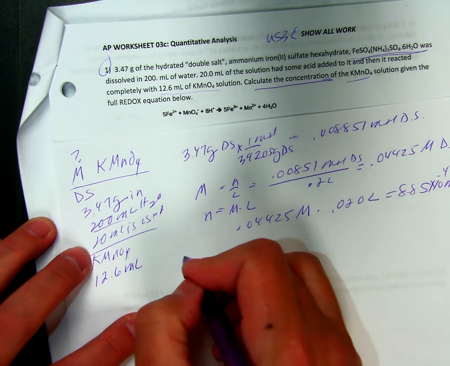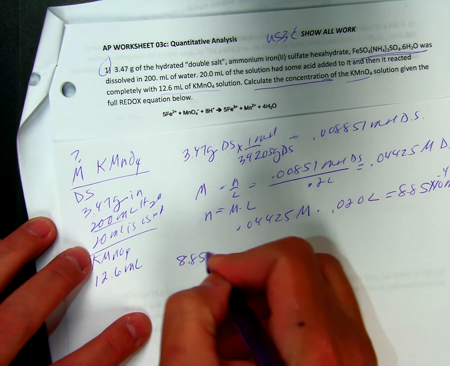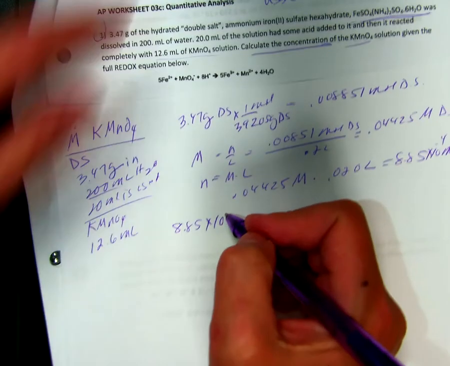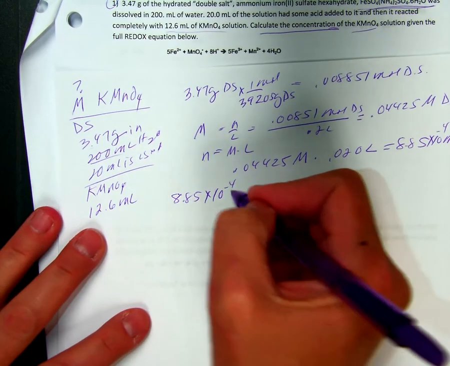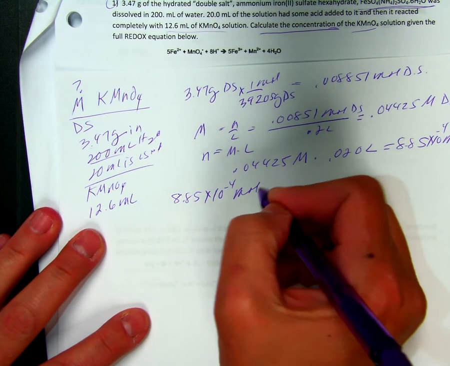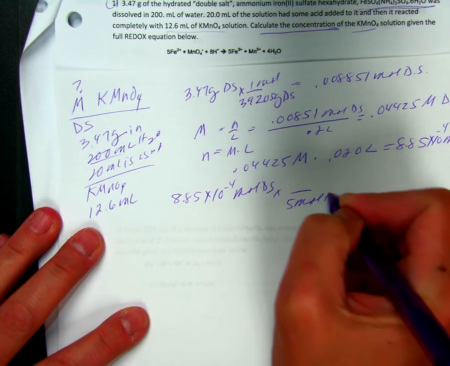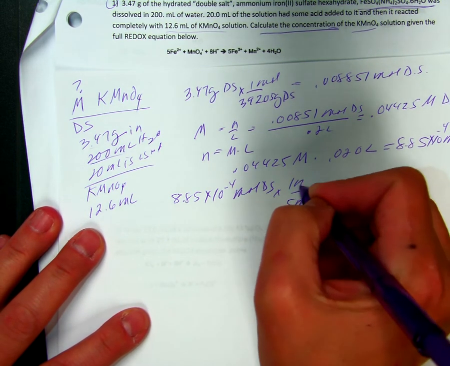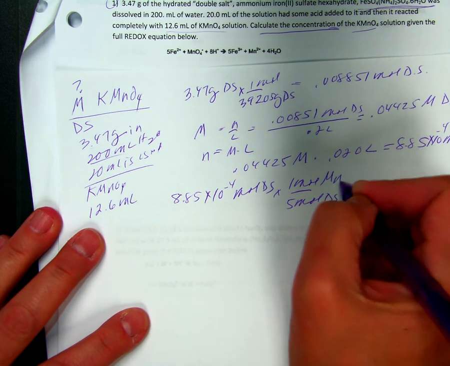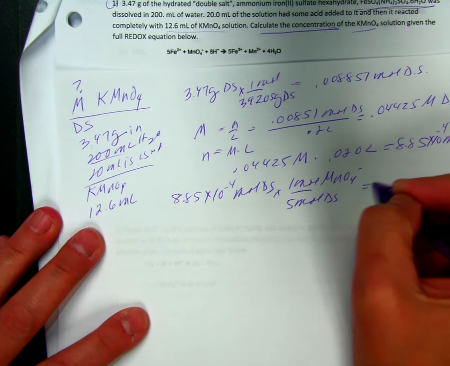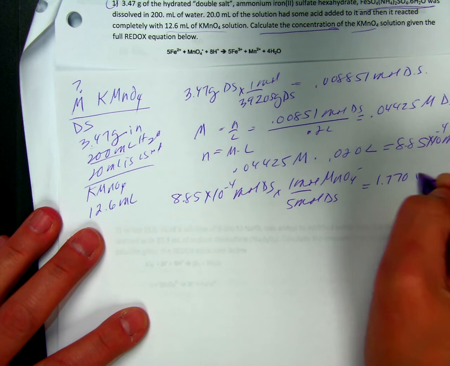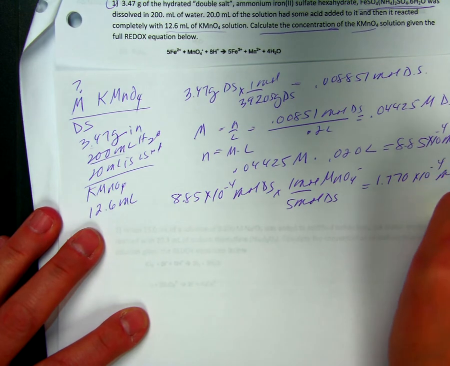Okay, now I can use a little stoic. I have 8.85 times 10 to the minus 4th moles of the double salt, and what I know is there's 5 moles of the double salt in 1 mole of potassium permanganate. So that's going to be 1.770 times 10 to the minus 4th moles of potassium permanganate.